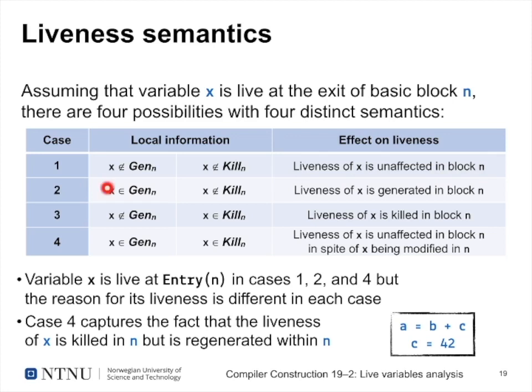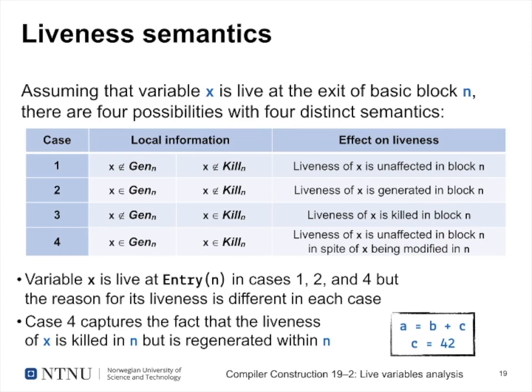If x is part of our gen set, but x is not part of our kill set, then we know liveness of x is generated in block n. On the other hand, if x is not part of the gen set, but x is part of the kill set, of course we know that liveness of x is killed in this block. And there's an interesting case. If x is part of the gen set and part of the kill set, then the liveness of x is unaffected in this block n, in spite of the fact that x is being modified in that block.